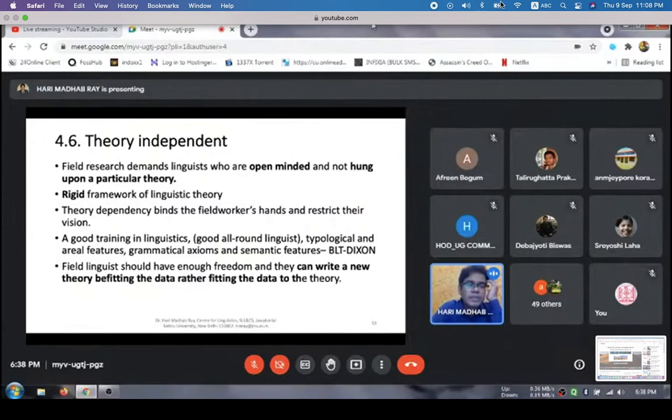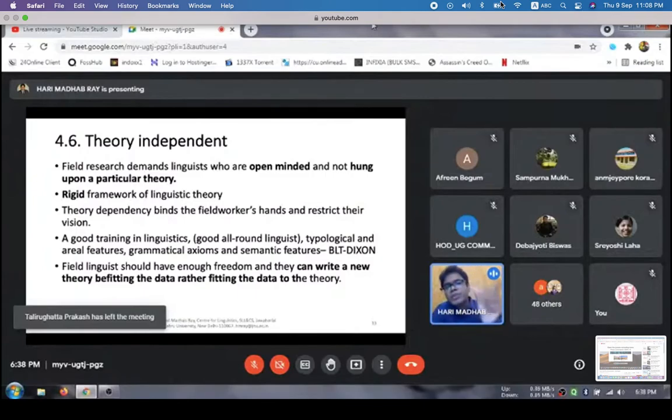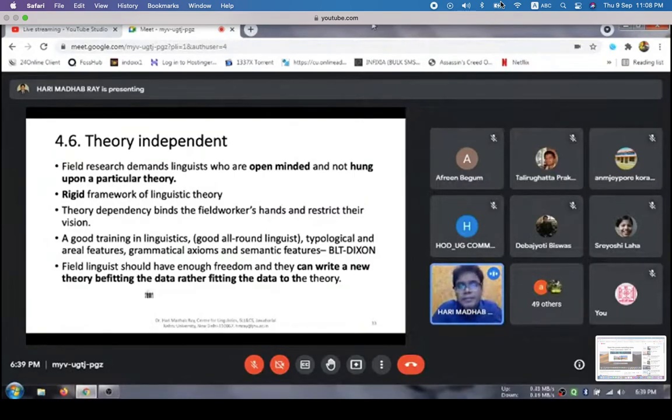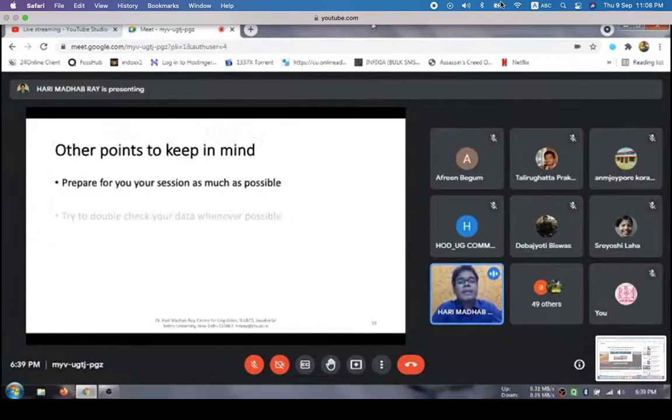You see, field linguists should have enough freedom, and they can write new theory befitting the data rather than fitting the data to the theory. Try to understand that it's not your job to fit data into theory, but rather, depending on the inductive generalization, you can either validate a particular theory or refute a particular theory. That's what I already told you, that it should not be theory dependent or theory blind, for that matter. Okay, keep that in mind, and we had seen the theory. And these are other points to keep in mind.